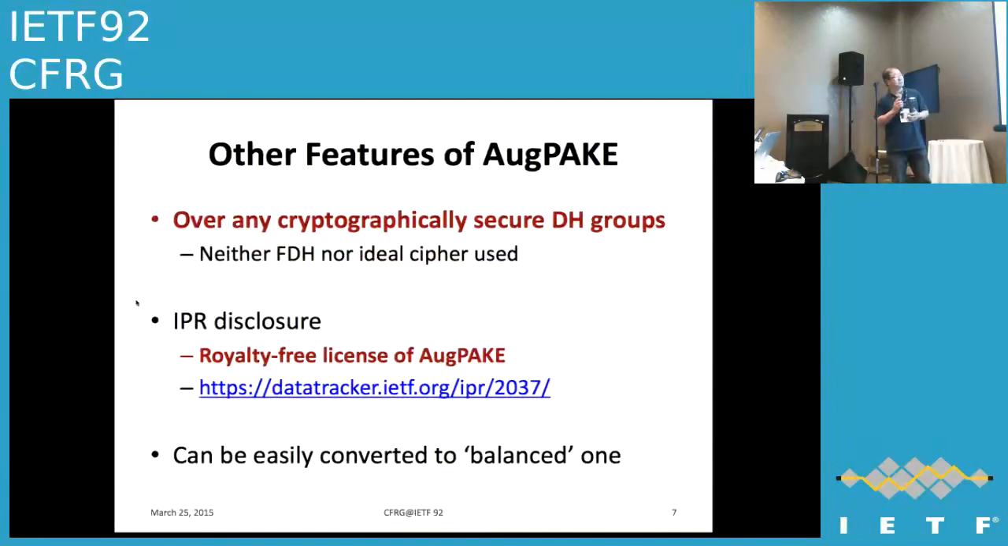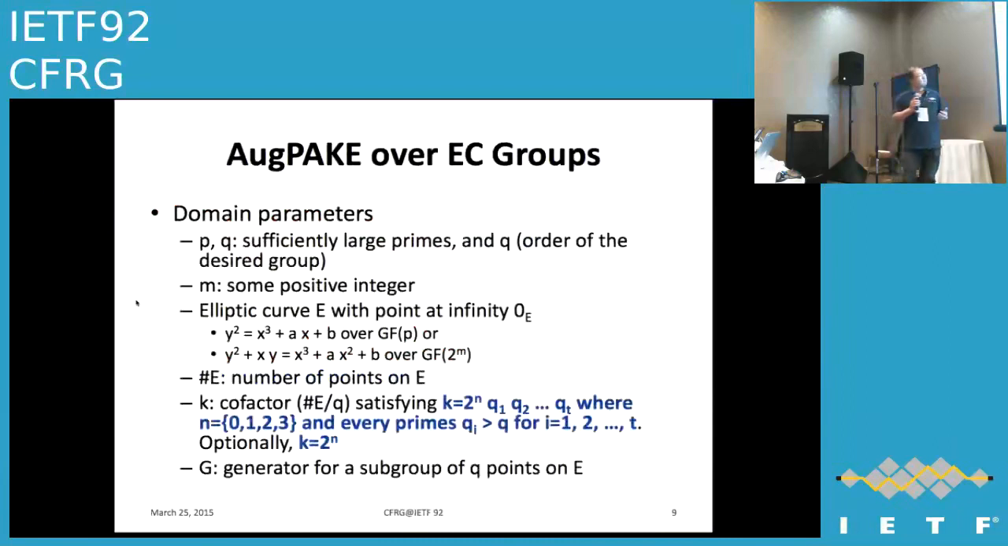Next, please. Yes. From the 01 ID, we added an elliptic curve version of OPAKE. These are the domain parameters that are generally used. In the parameters we set the cofactor k to be 2 to the n times q1 times q2 times qt, where n can be 0, 1, 2, or 3, and every prime factor qi is greater than the order q for all i.